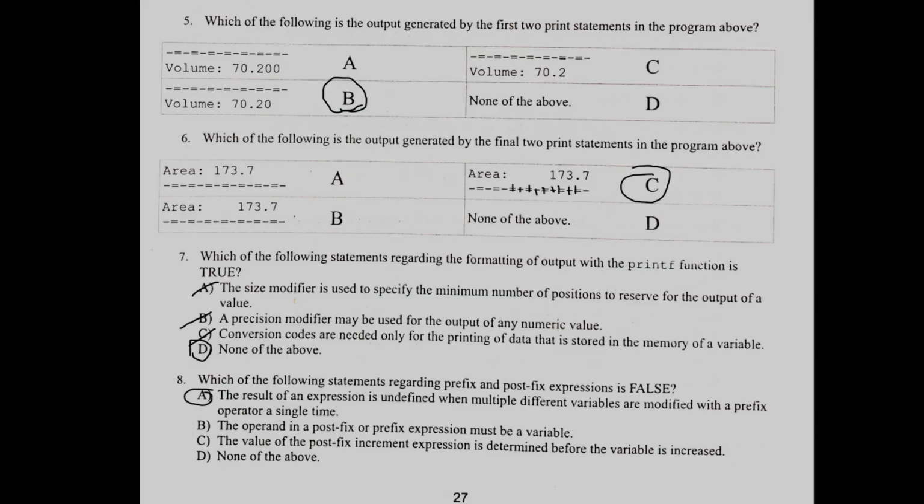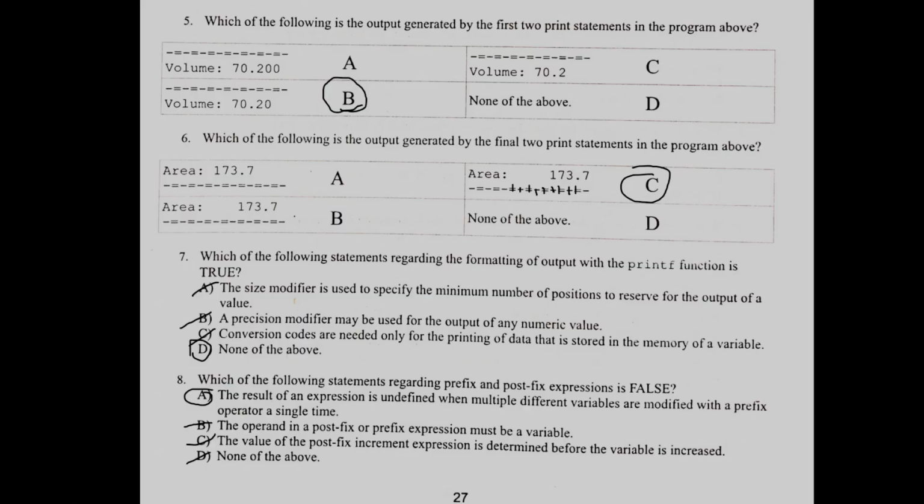Going through the rest of the questions. B. The operand in a postfix or prefix expression must be a variable. That is true. Can't be like a number or anything like that. C. The value of the postfix increment expression is determined before the variable is increased. That's true. With a postfix, it's determined before the variable increased. With a prefix, it's determined after the variable is increased. And D is not the answer.